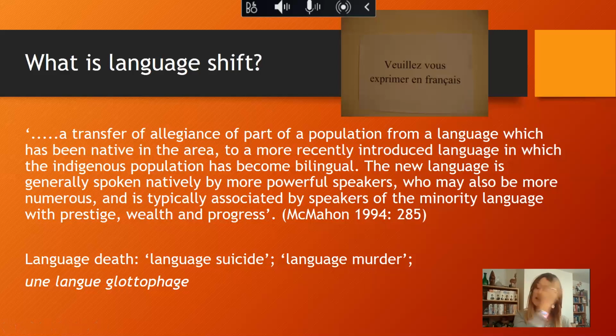You may also hear the terms language suicide, language murder. They're very emotionally charged terms, which just shows how strongly a lot of people feel about this whole matter. And du langue glottophage, so that's a language that eats another language. So languages in this sort of discourse are very often almost personified, if you like.